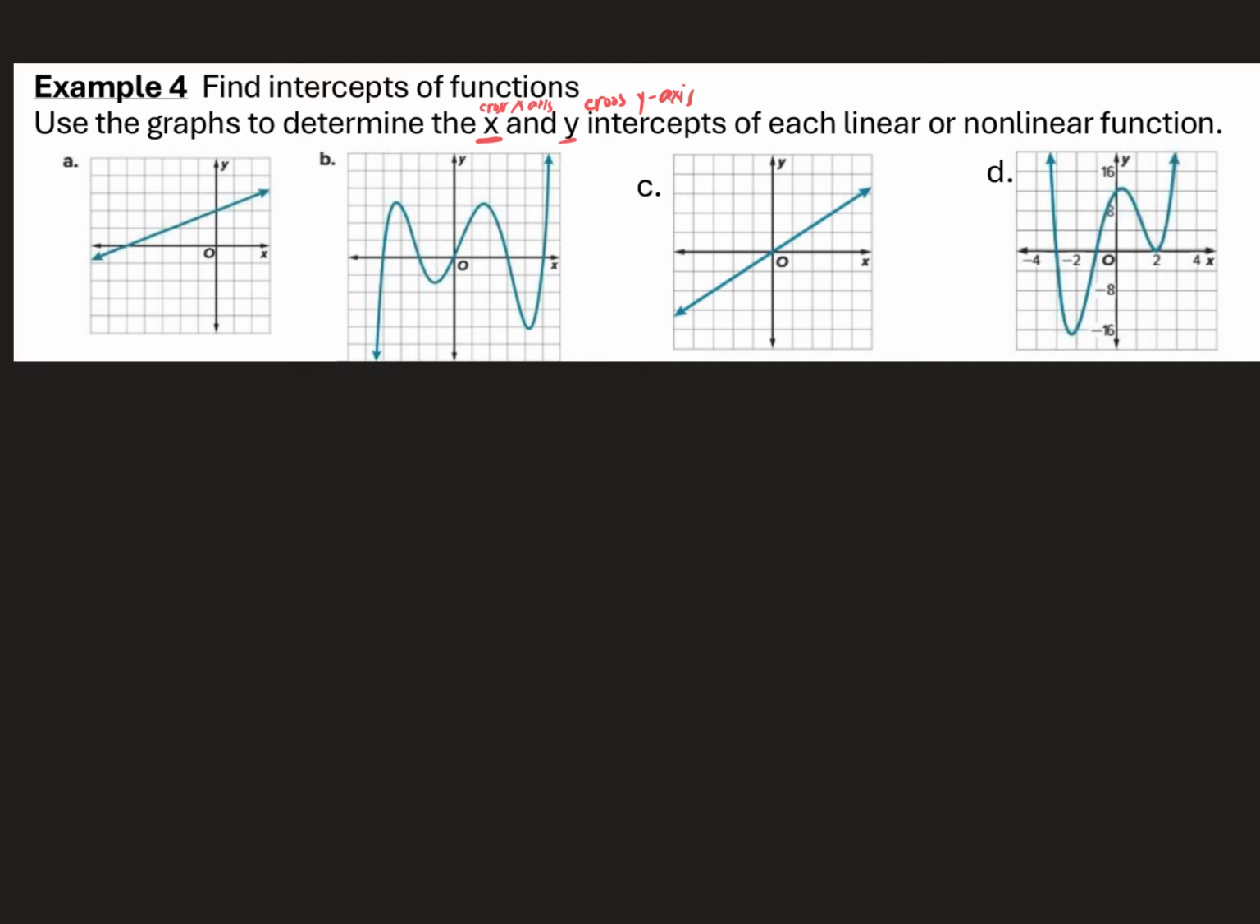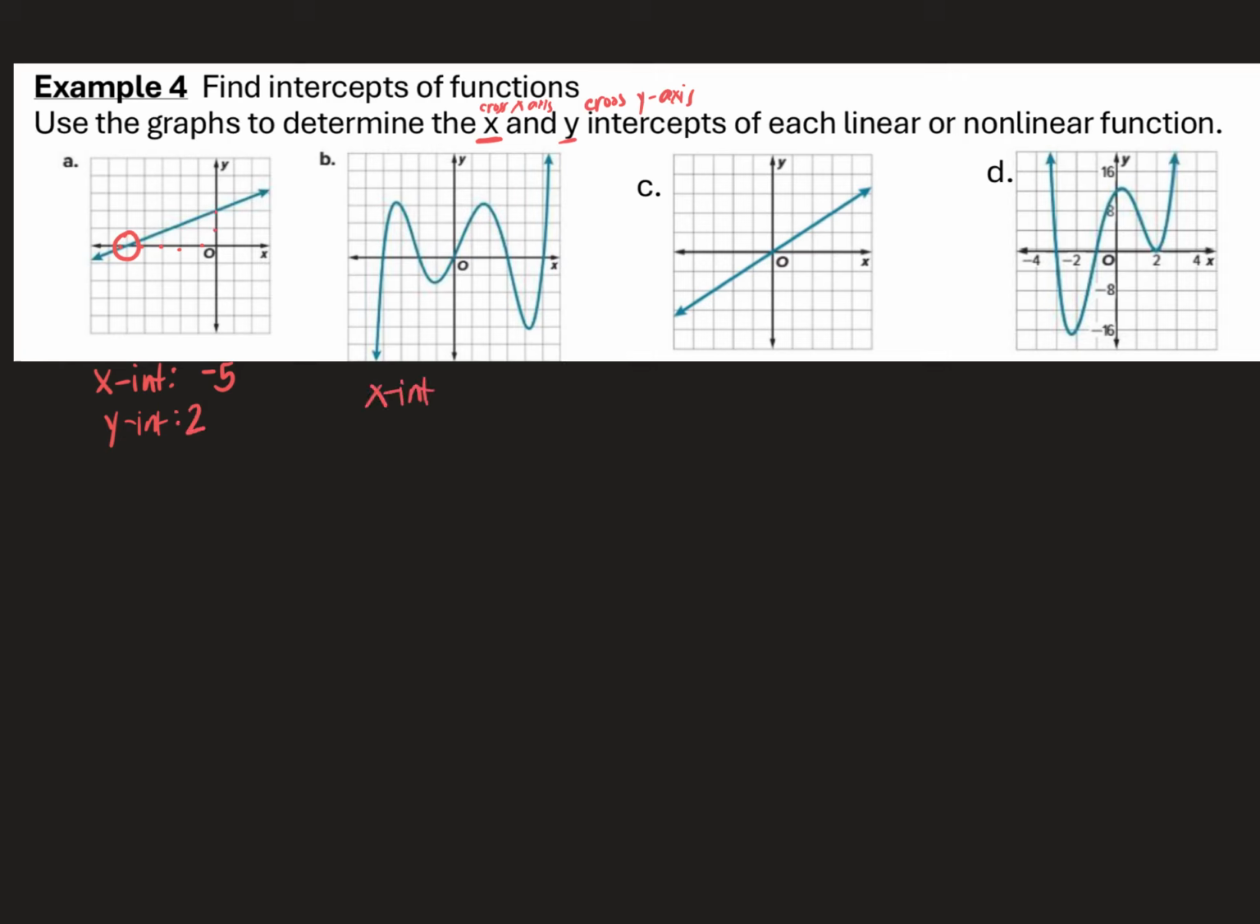Okay, so for letter A, the x-intercept is where it crosses here: -1, -2, -3, -4, -5. The x-intercept is -5. The y-intercept: +1, +2, is +2.